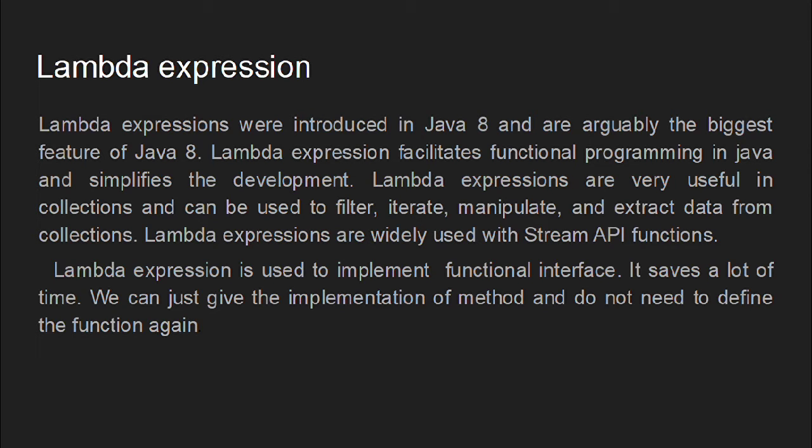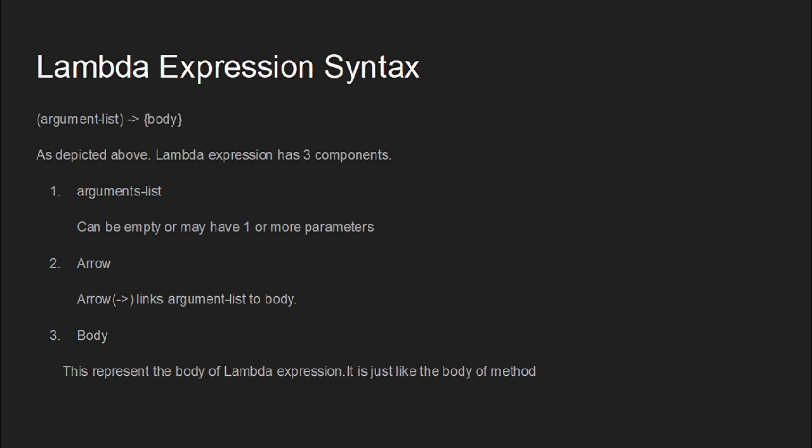In lambda expressions, we give the definition of the function directly in our lambda expression. The syntax of our lambda expression is: first we have an argument list, followed by an arrow, followed by the body of the lambda expression. The argument list can be empty or it can have one or more parameters passed to it.